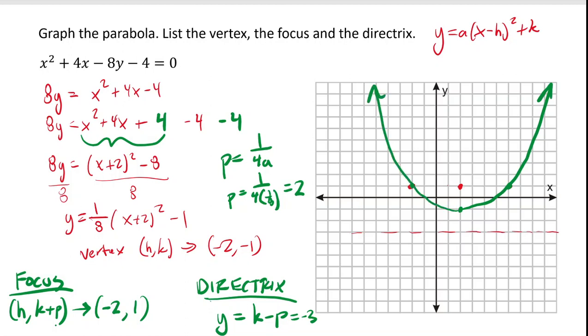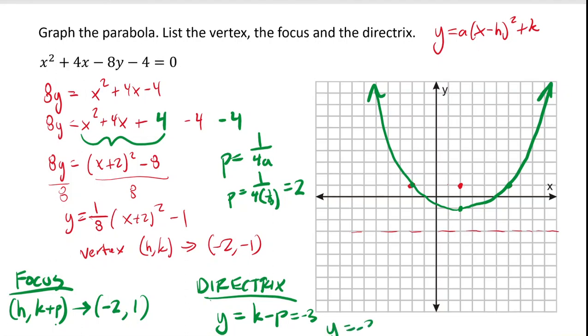We've graphed the parabola, we found the focus, and we have the equation of the directrix line, which is y equals -3. And we obviously have our equation of the parabola too, which is useful also.